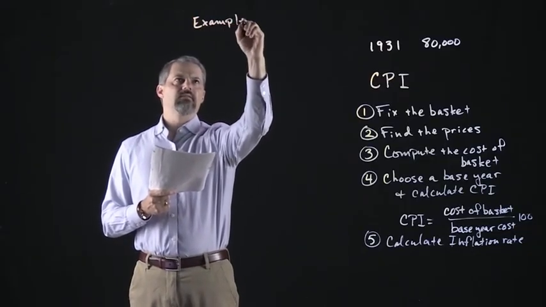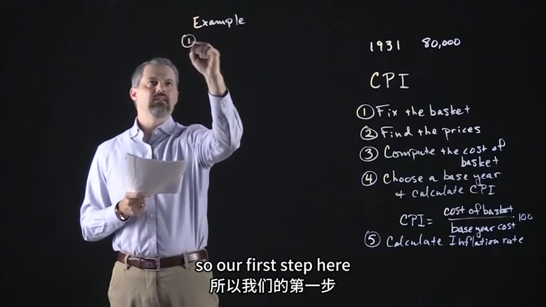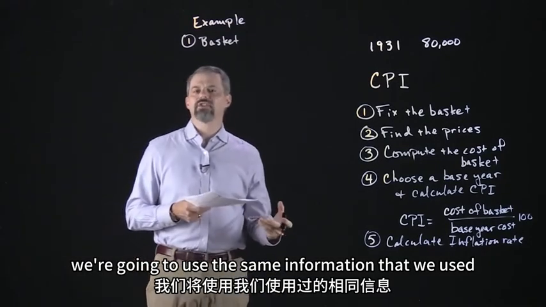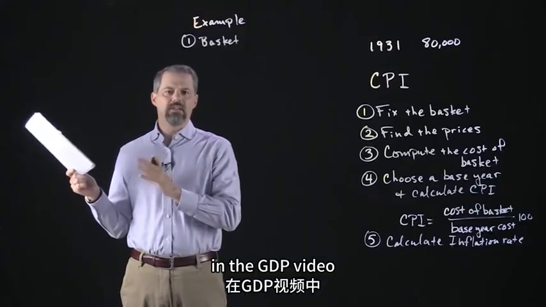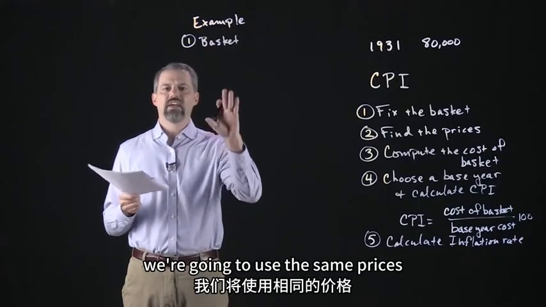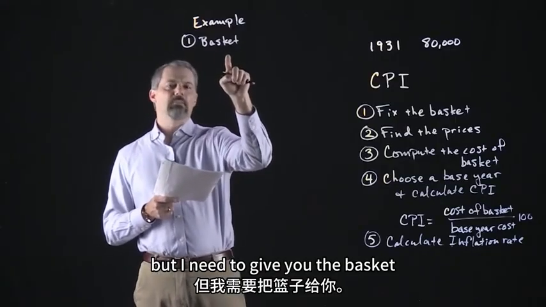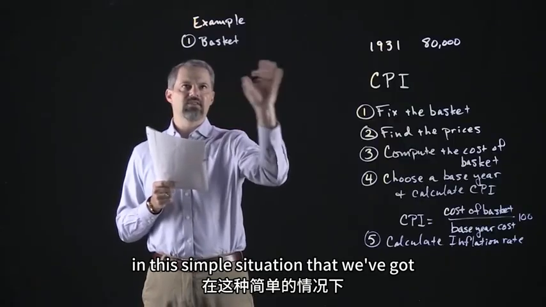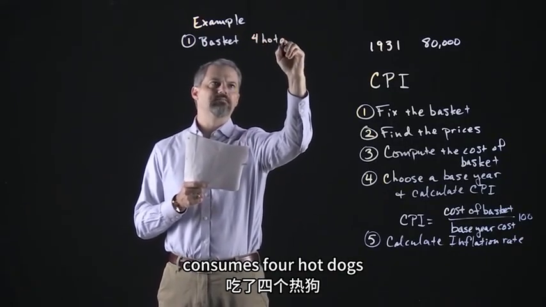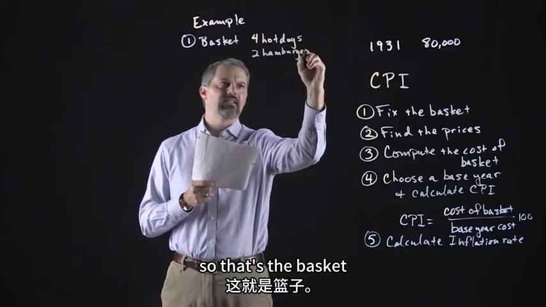So first I need to give you the basket. So our first step here, I'm going to tell you what the basket is. We're going to use the same information that we used in the GDP video where we were calculating real and nominal GDP and the deflator. We're going to use the same prices for hot dogs and hamburgers that we used back then. But I need to give you the basket. So let's suppose in this simple situation that the typical consumer consumes 4 hot dogs and 2 hamburgers. So that's the basket.